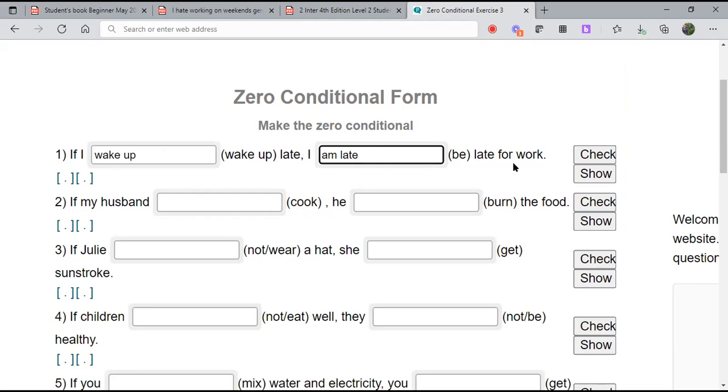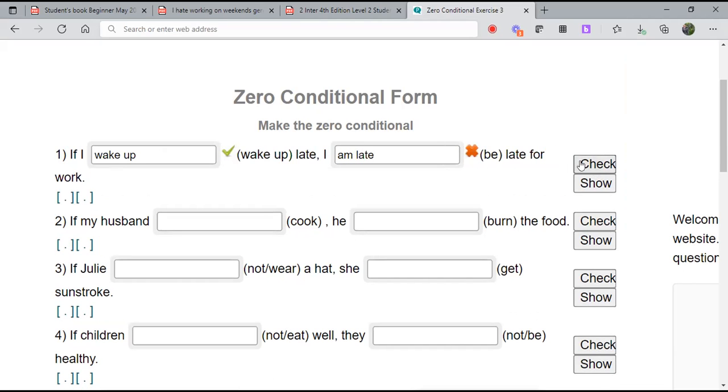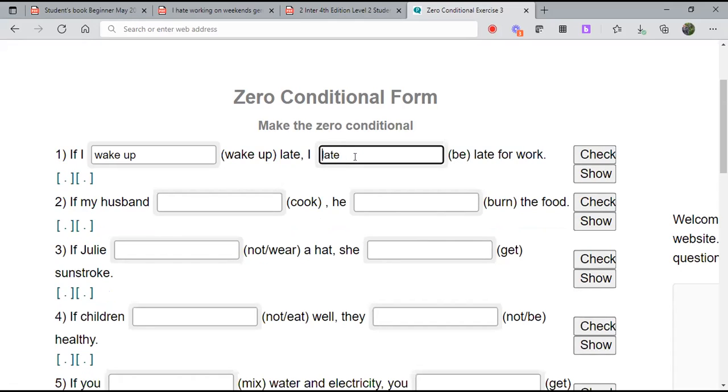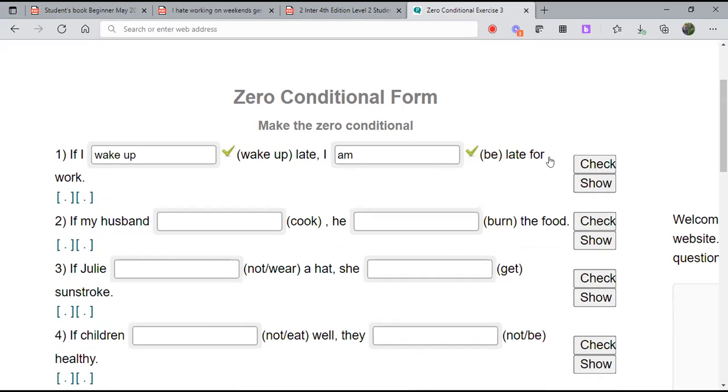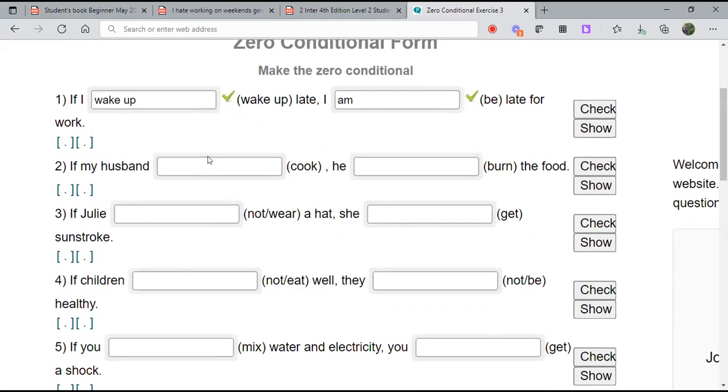So we never know. All right, let me check. Let's see what happened. I'm late. Es contractado, creo yo. I think it's contracted. Only I am. Nope. Yeah, you're right, sorry about it. That was a beginner mistake. Error de principiante. All right, there you go. If I wake up late, thank you, sir, I'm late for work.